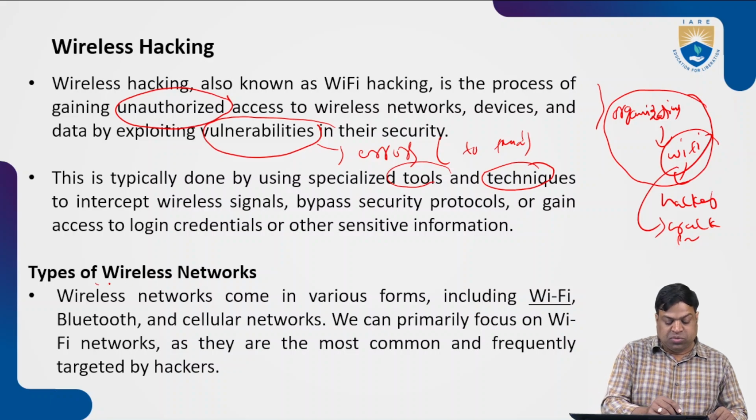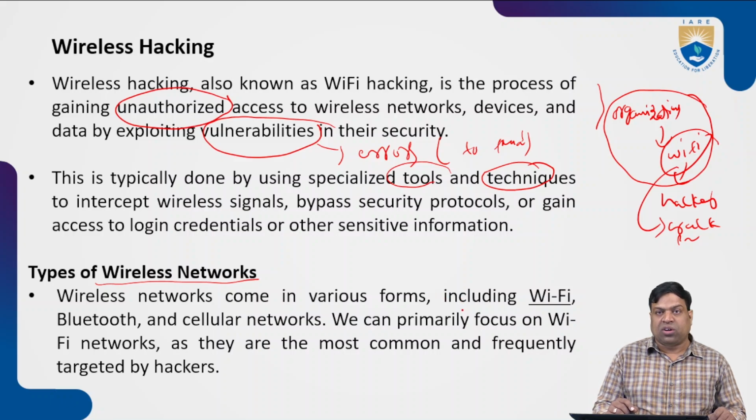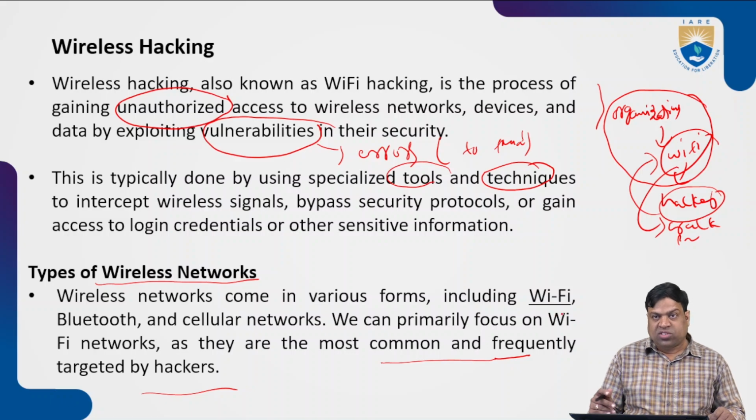Types of wireless networks. Wireless networks come in various forms, including Wi-Fi, Bluetooth, or cellular networks. We will primarily focus on Wi-Fi networks as the most common, frequently targeted by hackers. Hackers mostly enter into the organization's Wi-Fi. Bluetooth and cellular are secondary. These are very small things to hack.